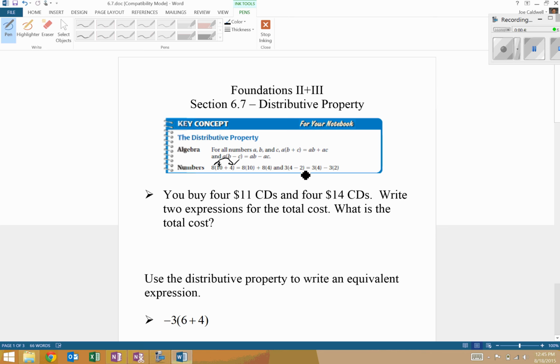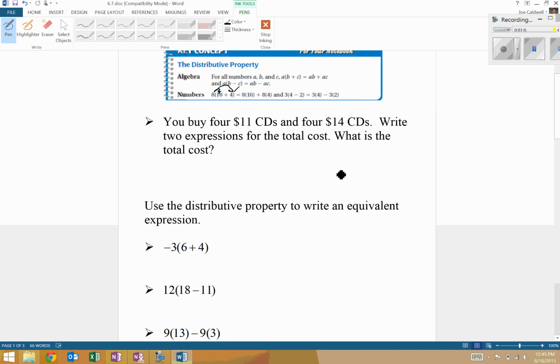You can do the same thing with subtraction. So notice we have 4 minus 2 in parentheses. You could rewrite that as 3 times 4 minus 3 times 2. Might be beneficial, sometimes easier to solve there.